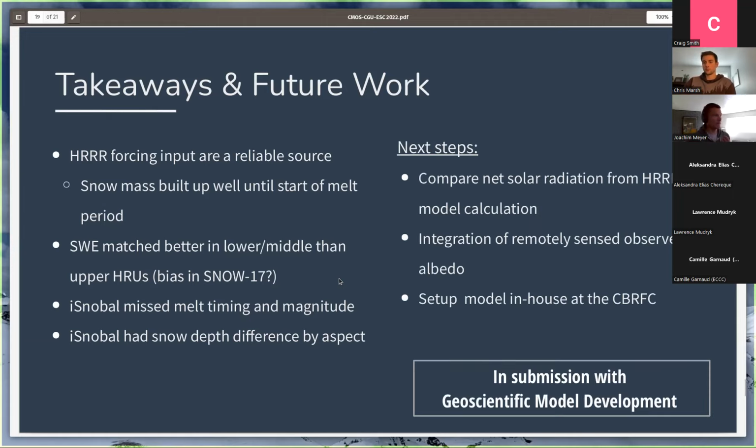Our next steps for this project are to compare the net solar radiation. This is one of our guesses right now that needs improvement to get better melt timing and magnitude. This is also in conjunction with the next point, where we want to integrate remotely sensed observed albedo. There we think better melt timing also comes with better albedo representation. And last but not least, this also needs to be tested in-house at the CBRFC, because they in the end need to be the ones that run the model on a day-to-day basis.